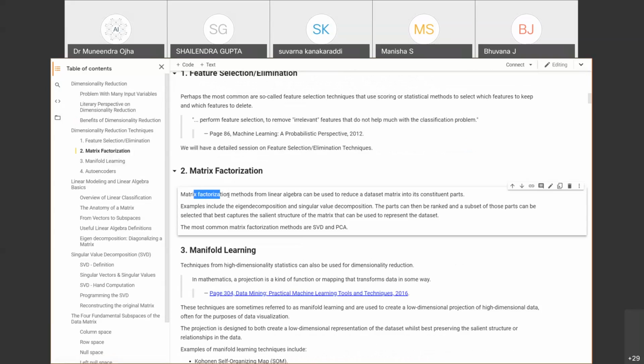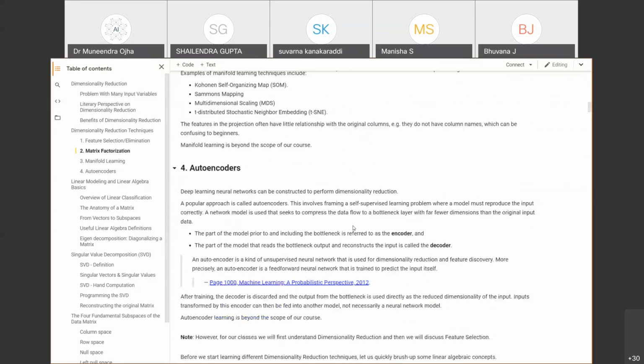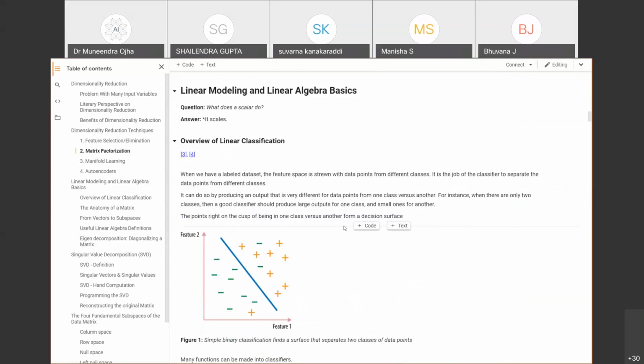Matrix factorization methods from linear algebra can be used to reduce a dataset matrix into constituent parts. Examples include eigen decomposition, singular value decomposition, principal component analysis, linear discriminant analysis, and so on. The parts can then be ranked, and a subset of those parts can be selected that best capture the salient structure of the matrix that can be used to represent the dataset. The most common matrix factorization methods are singular value decomposition and principal component analysis. I'll skip manifold learning and autoencoder, and give a brief introduction to linear algebra basics.